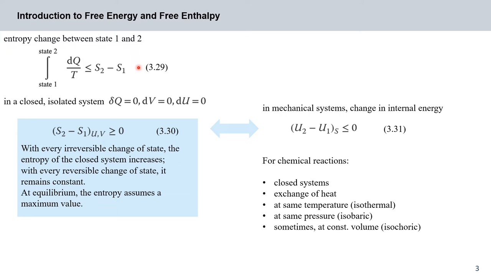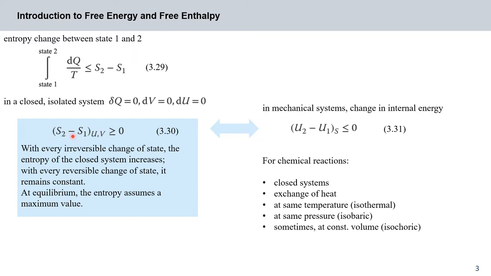If we now consider essentially our usual case, this is a closed, isolated system. Then we have neither matter exchange, nor energy exchange with the environment. And then according to the first law of thermodynamics, we find that in this system we have delta Q equals zero, so there is no heat exchange, dV equals zero, so the volume of the system doesn't change, and dU equals zero, so the internal energy doesn't change either. So from this, under consideration of the state equation, we get our equation 3.30 here.